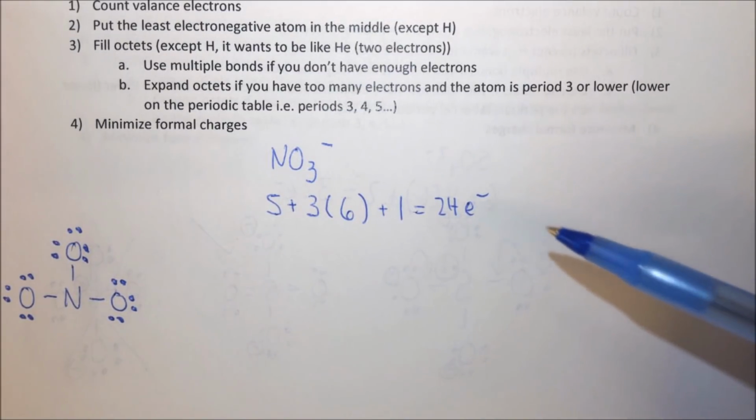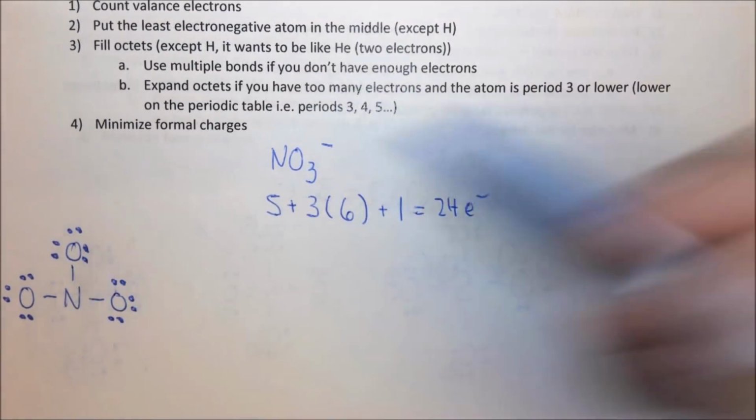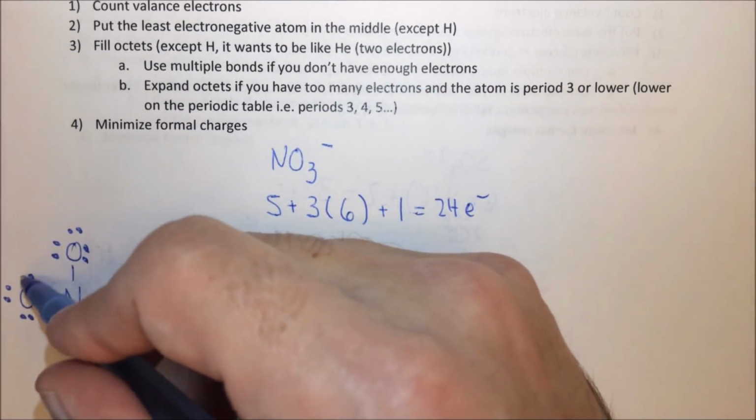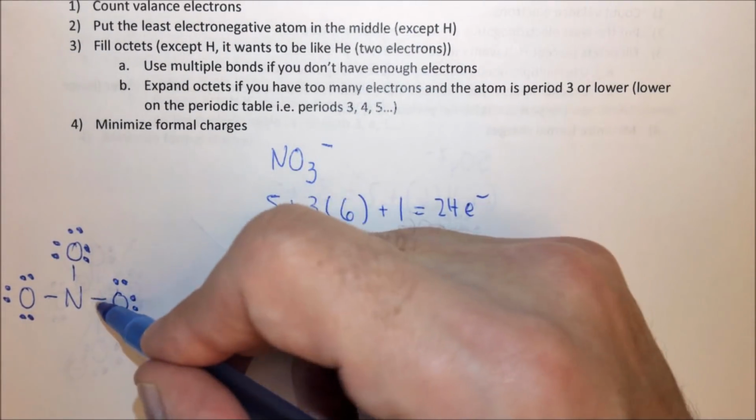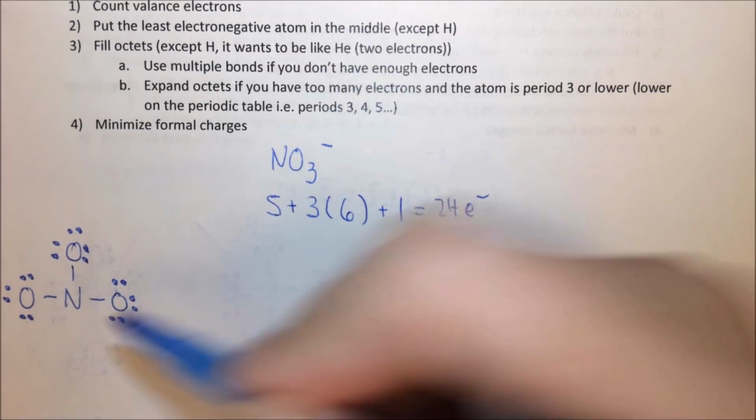Counting by 8s just saves you time. It's not required. You can count the electrons individually. I would suggest counting them in pairs, 2, 4, 6, 8, 10, 12, 14, 16, 18, 20, 22, 24.